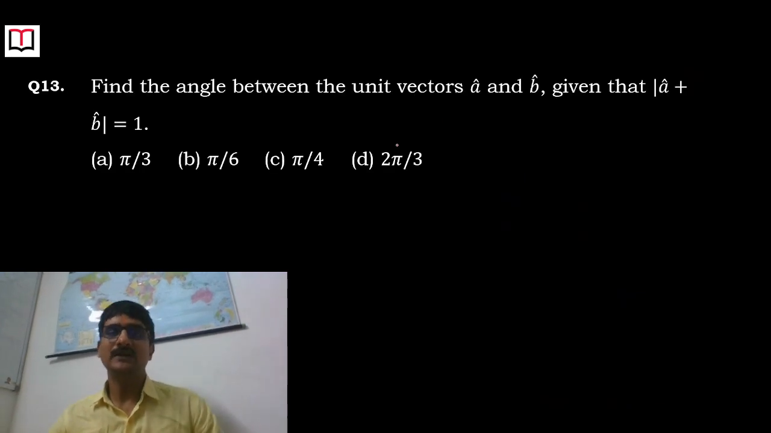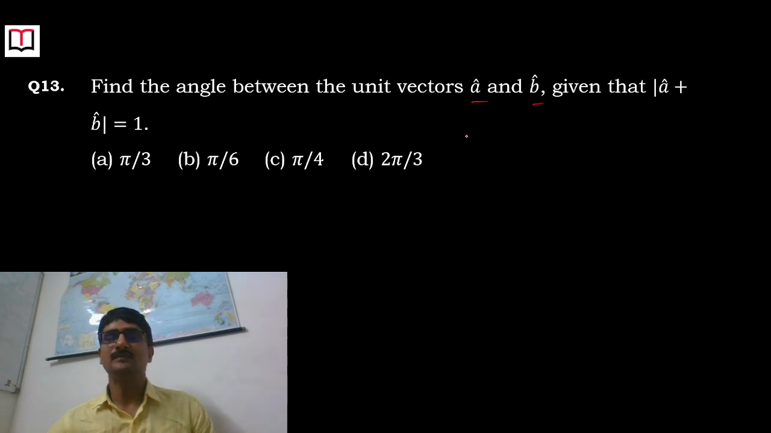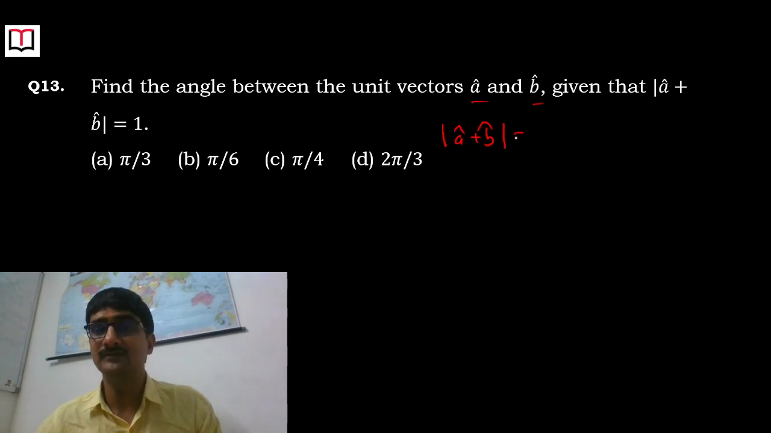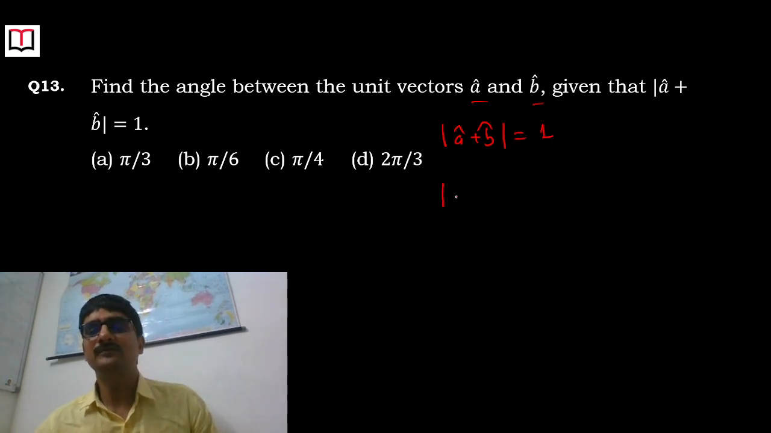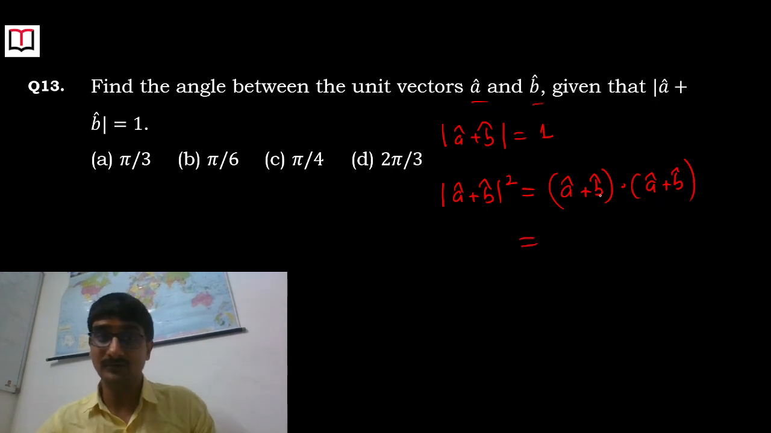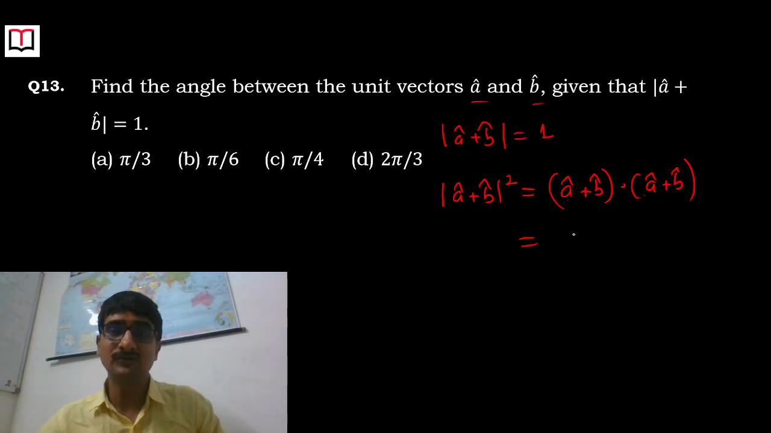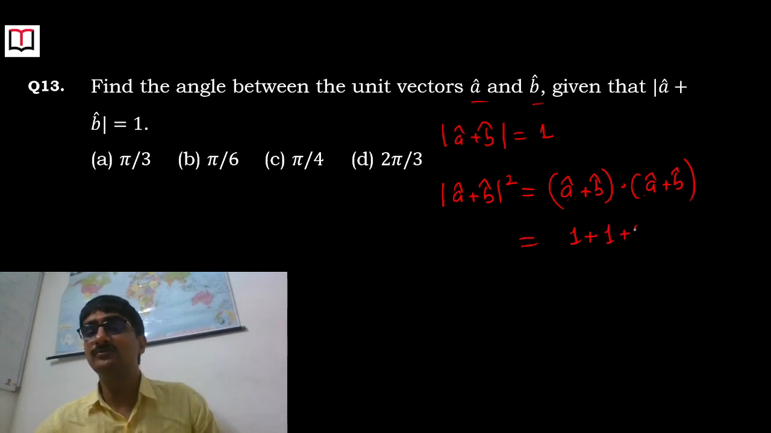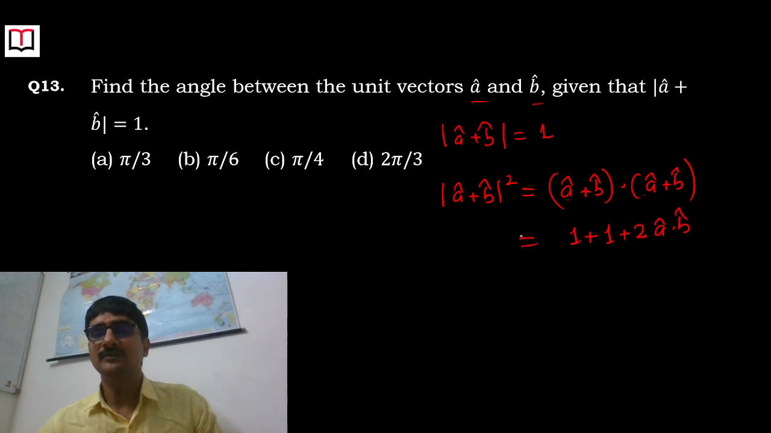Okay, so 13, find the angle between the unit vectors a cap and b cap, given that the magnitude of a cap plus b cap is equal to 1. So what will we do? We all know that the magnitude of a vector whole square is nothing but the dot product with itself. We know the dot product gets distributed over addition and subtraction. So a dot a is the magnitude of a whole square, which is 1. Similarly, b dot b is the magnitude of b whole square, which is again 1, plus 2 times a dot b. Now this is again 1.